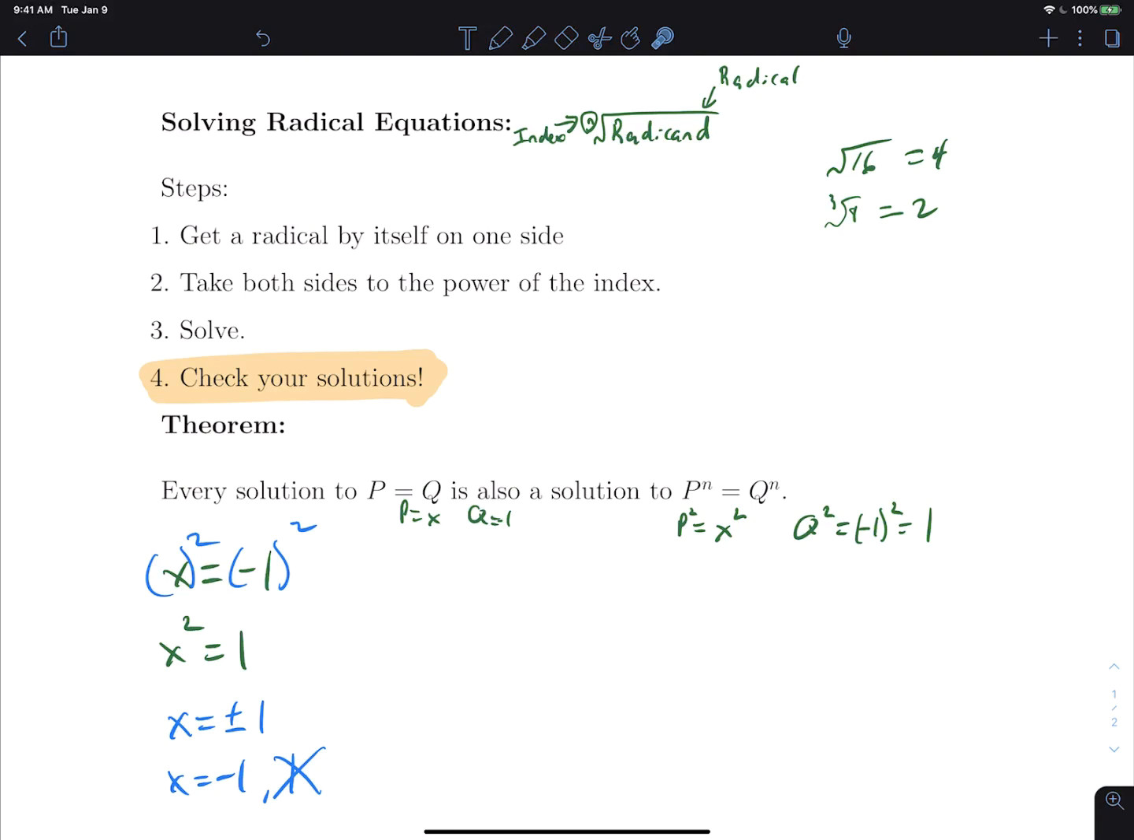Okay, so this is the reason why this fourth step is crucial and is not optional. For many other equations that we're solving, this actually is an optional step. You just have to trust yourself that you did everything correctly. But with this one, unfortunately, it is no longer optional. It is required.